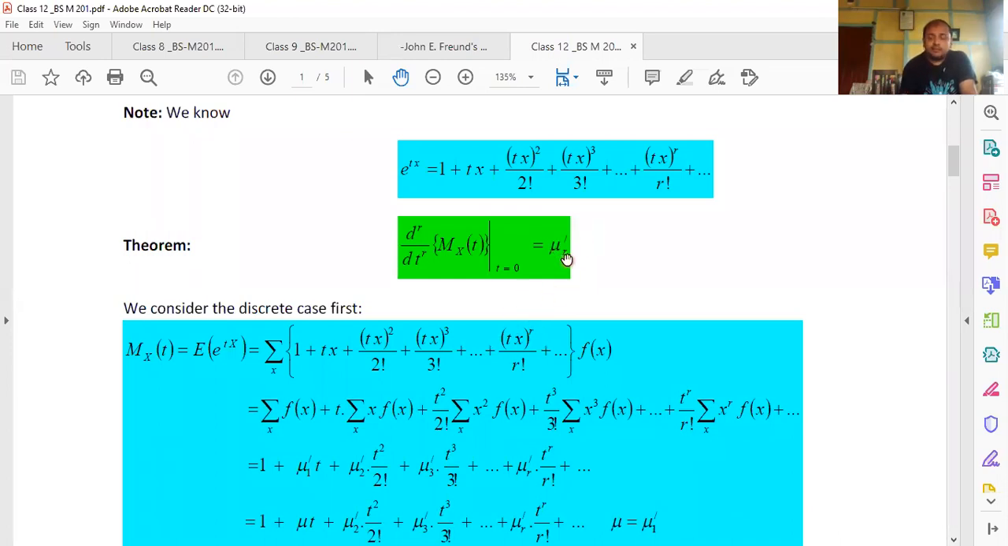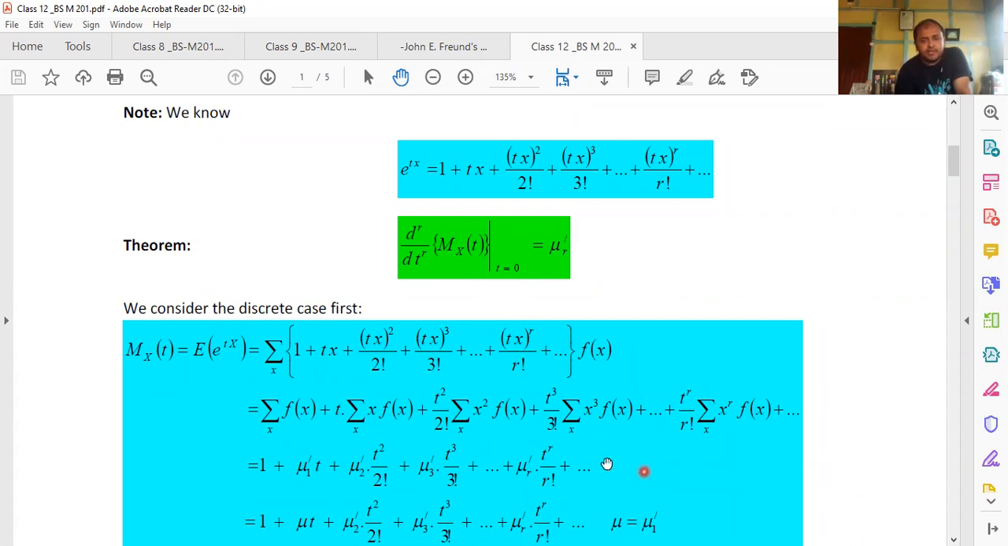What is mu r prime? If you go to my earlier note, you will find that mu r prime is the moment about origin. So the theorem says that if the moment generating function is known, you can easily calculate the moments with the help of the given formula.